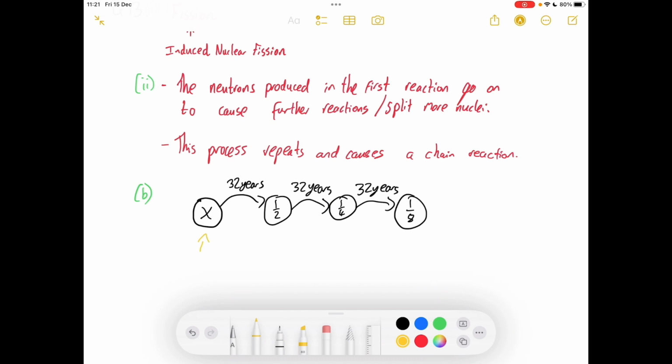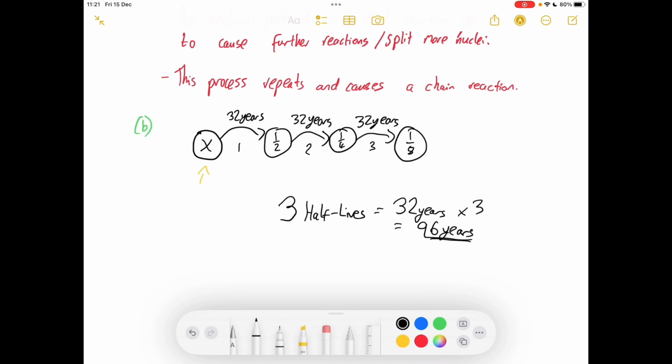So, if you show any evidence of halving, you get your first mark. So we've shown evidence that we've halved each time, we get our first mark there. Now, your second mark comes from saying, right, we have 3 half-lives here, because it's halved itself once, twice, 3 times. So 3 half-lives is just going to equal 1 half-life, which is 32 years, multiplied by 3, which will get you 96 years. So it'll take 96 years in order for it to reach 1/8 of its value.